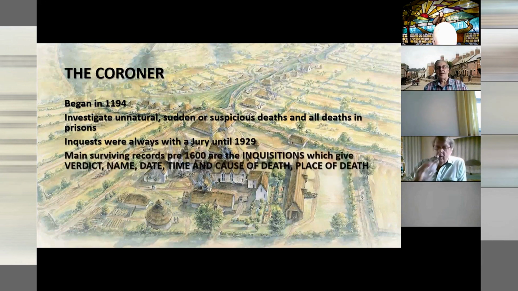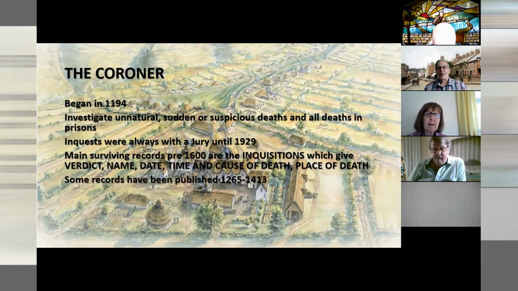But don't get confused, because the results of the documents are inquisitions. So you get the verdict, the name, the date, the time, the cause of death, and the place of death, which you may be able to deduce from newspapers or other documentation. But in the very early period, particularly in those published between 1265 and 1413, you will need that information to be able to go further back.